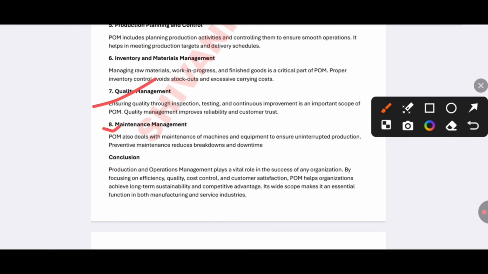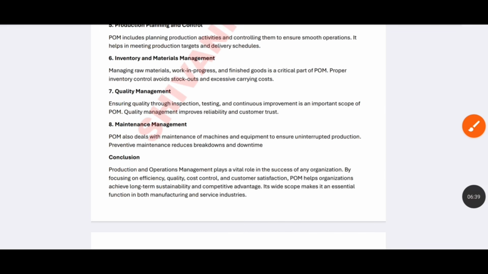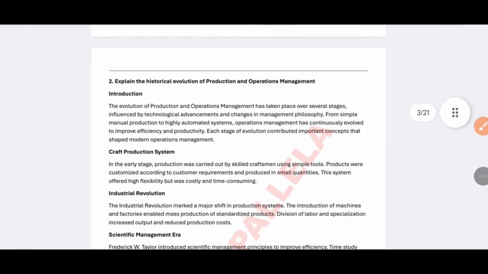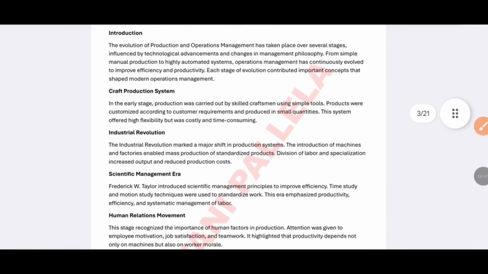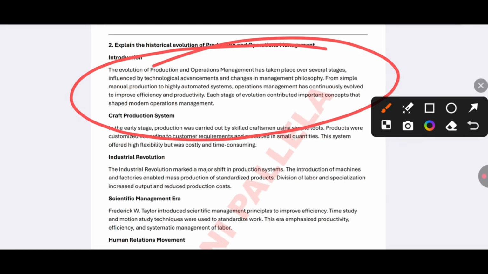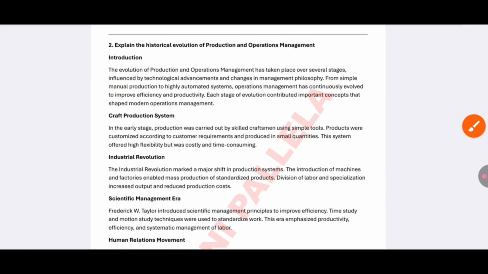And next one, maintenance management. Just now we discussed, if there is any breakdown or any downtime in the organization, maintenance management will look into that. There are several advantages also, and this is the most important one. Next one, historical evolution, how the production and operations management has evolved historically. This is the introduction part; as we wrote for the first answer, you can write it the same way.